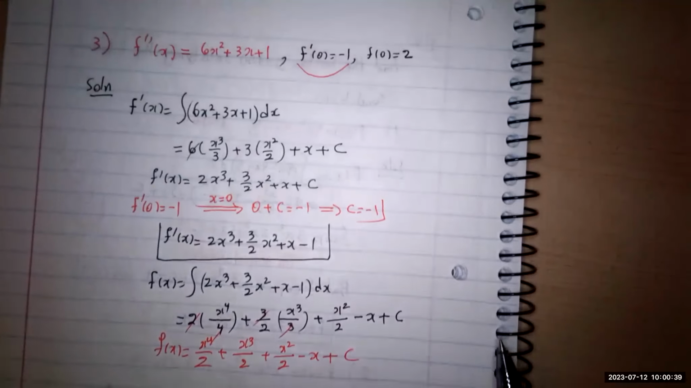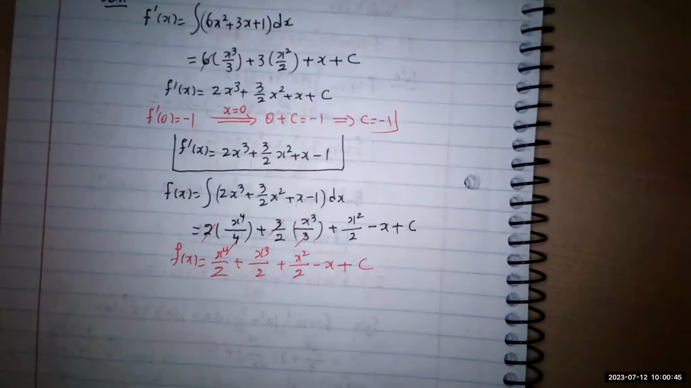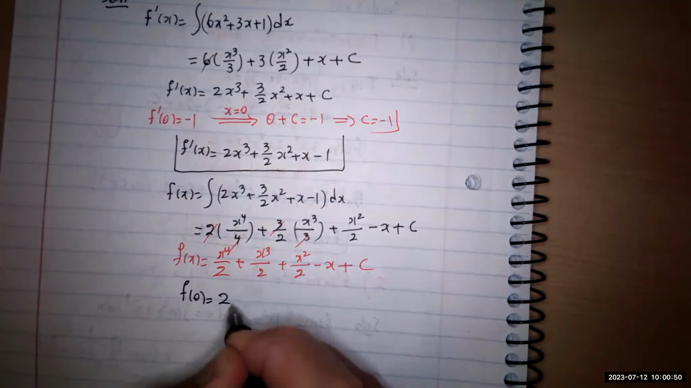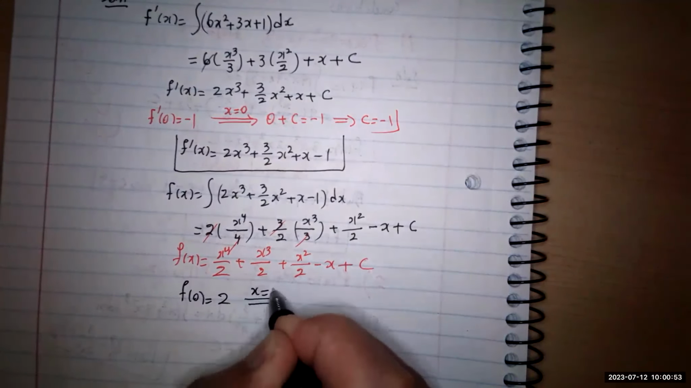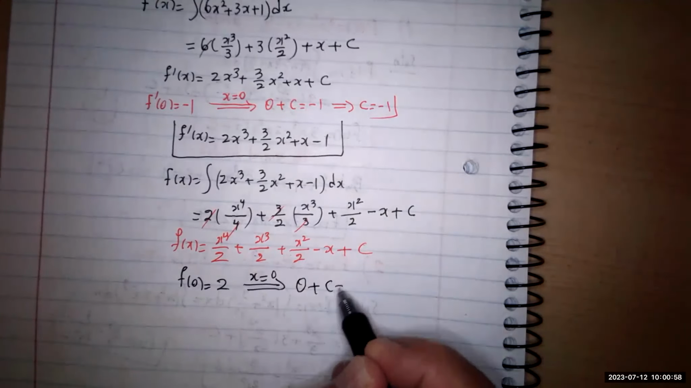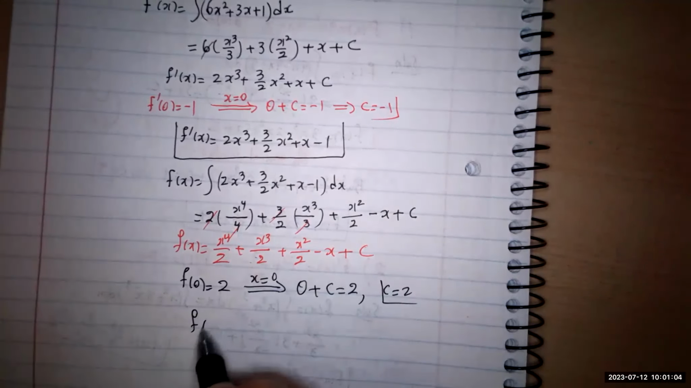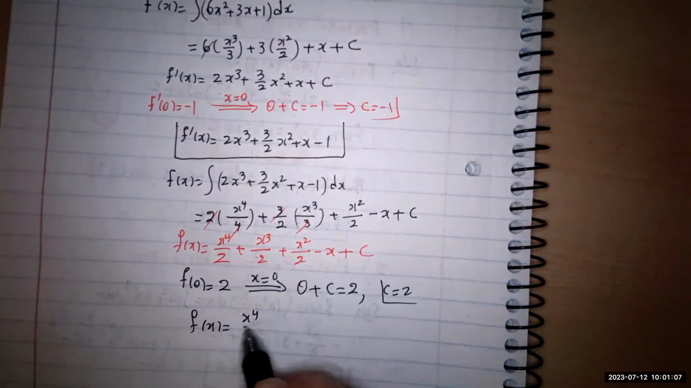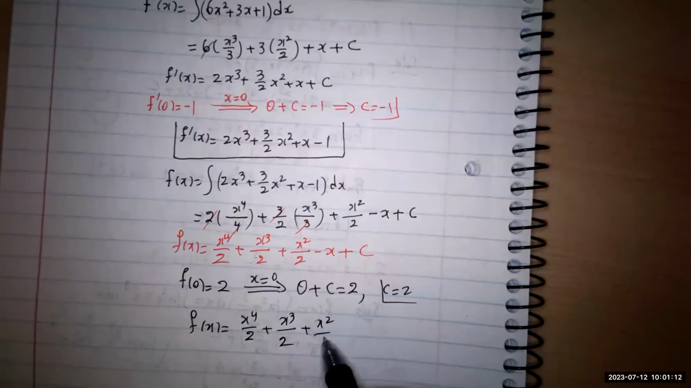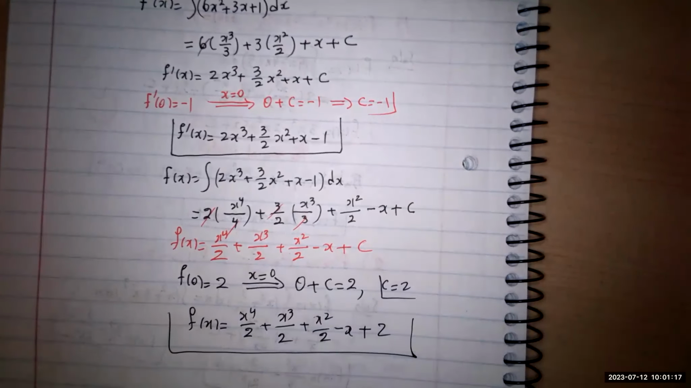Look at the condition. You have f of 0 equal to 2. So operate that condition, f of 0 equal to 2. This means go to this equation, replace the x by 0. So that gives you 0, 0, 0, 0, 0 plus c equal to 2. So c would be 2. So we substitute. So f of x would be x to the 4th over 2, plus x cubed over 2, plus x squared over 2 minus x plus 2. This would be the final answer.